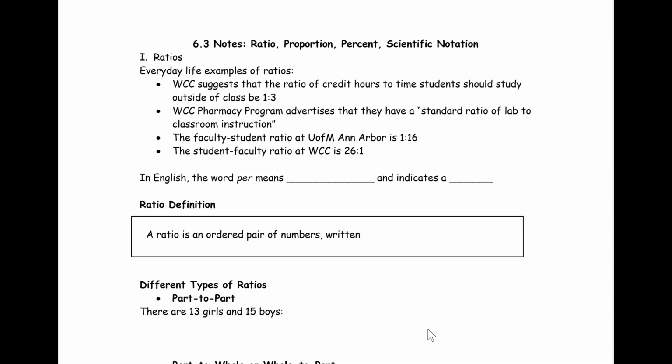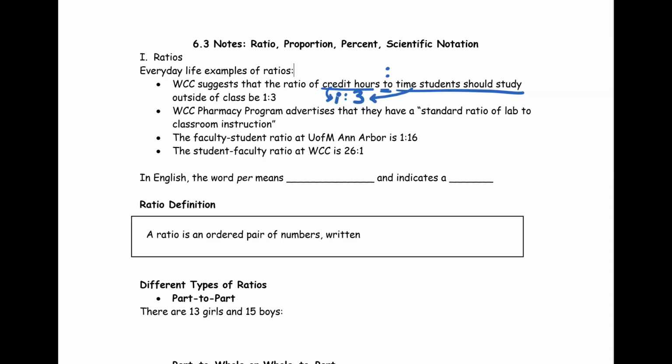So here's some everyday life examples of ratios that you might see. For example, WCC suggests that the ratio of credit hours to time a student studies outside of class should be 1 to 3. Let's talk about what this means. The way that we write a ratio, the order that we write those numbers matters greatly. So when we say the ratio of credit hours to time a student should study, the "to" is kind of like the colon. The credit hours go with the first number, and the time a student should study goes with the second. So it means for every 1 credit hour of class, there should be 3 hours studying outside of class.